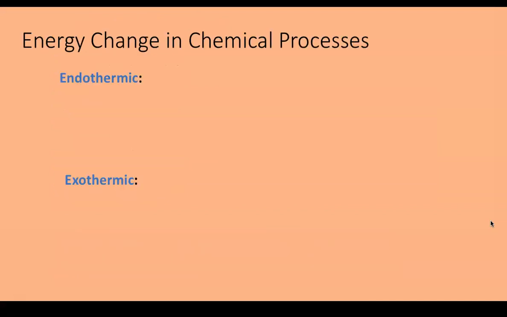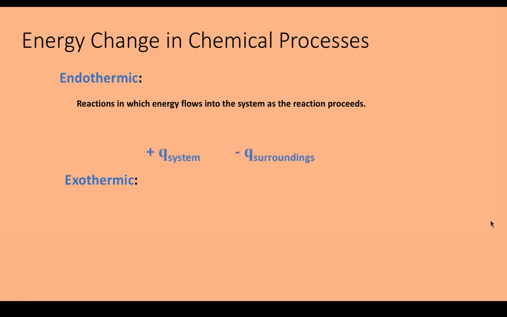All right. Energy change in chemical processes. We should have heard these terms or seen them: endothermic and exothermic. Endothermic, energy is going into the system, like endocytosis. For those of you biology majors, remember things going into the cell. So when we look at system versus the surroundings, the system is always the reaction itself, and the surroundings is everything else. So in an endothermic process, the system is gaining the energy, the surroundings is losing the energy.